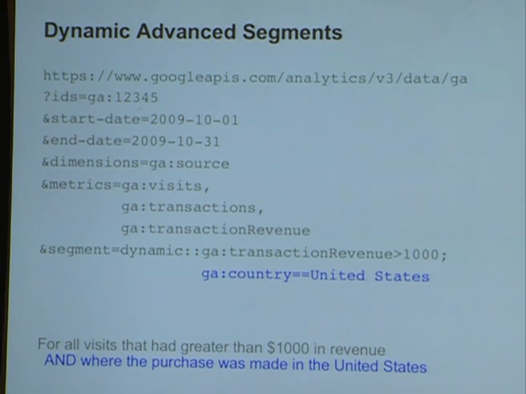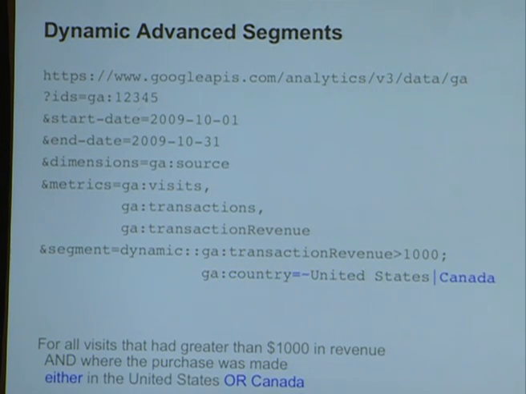You can use a semicolon to do AND operators. So you could say where the transaction revenue was greater than 1,000 and where the purchases were made in the United States. And you could even use regular expressions to say in the United States or Canada. So it's very expressive. These advanced segments really allow you to get at different views of the data.